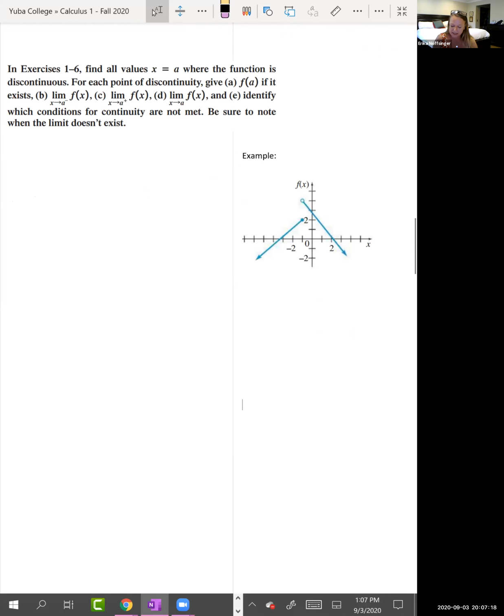So find all the values x equals a where the function is discontinuous. For each point of discontinuity, we want to first figure out what f of a is, if it exists. We want to look at the left-hand side and the right-hand side of that limit. If those are the same, then we know that limit exists. If not, that limit doesn't exist. And then we want to identify if f of c equals that limit. And if so, then all those conditions are met, and it is continuous.